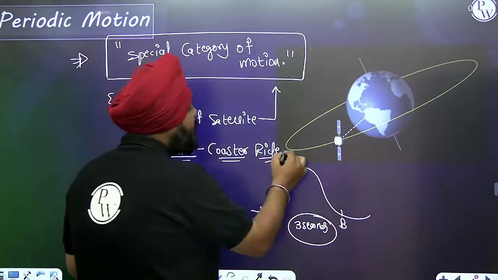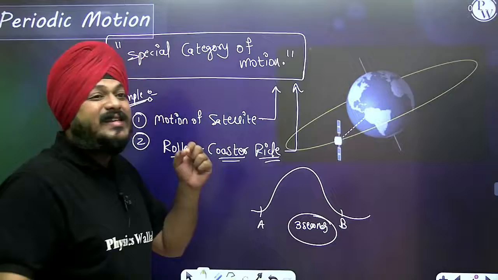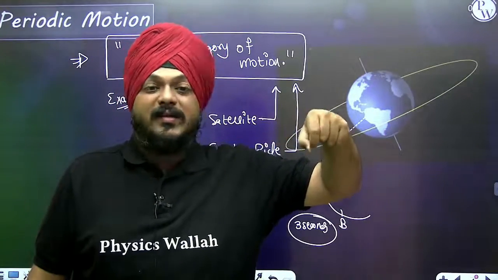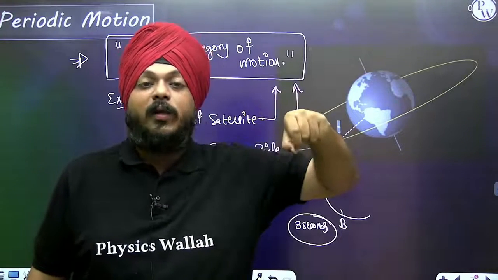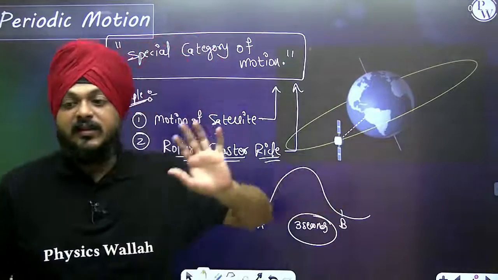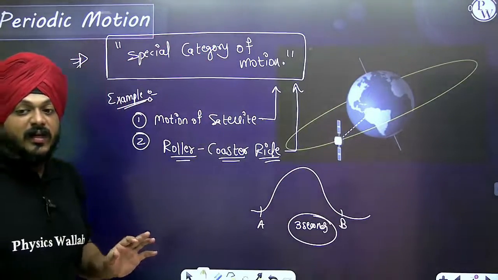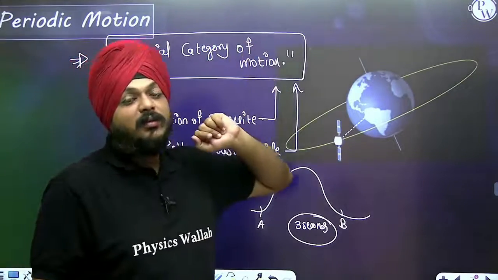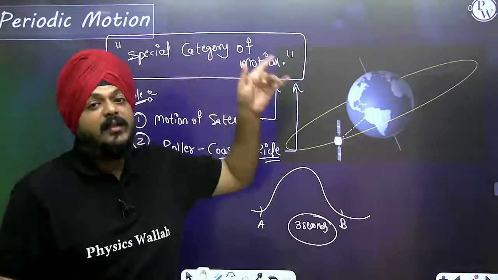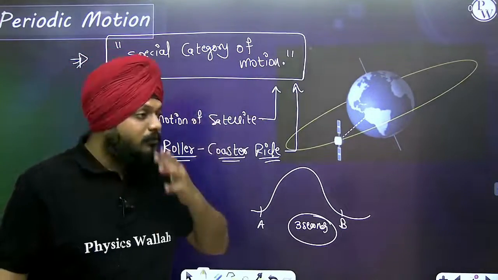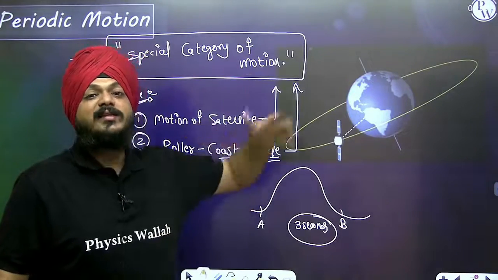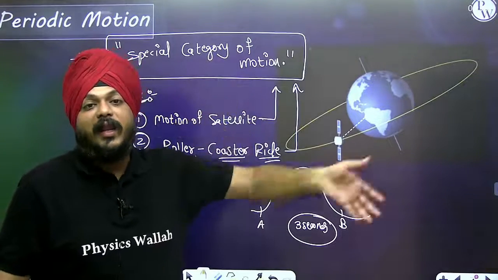Then why is this part of the roller coaster ride considered periodic motion? Suppose from the point where the coaster gets started, it completes one round in 35 seconds, and again in the second round it takes the same amount of time. Everything is fixed. Then why is it considered periodic motion? In the motion of the satellite, something is repeated at regular intervals of time. In the roller coaster ride, some path is repeated at regular intervals of time.